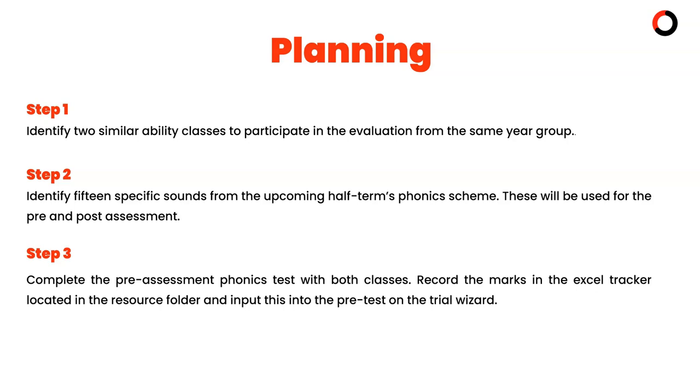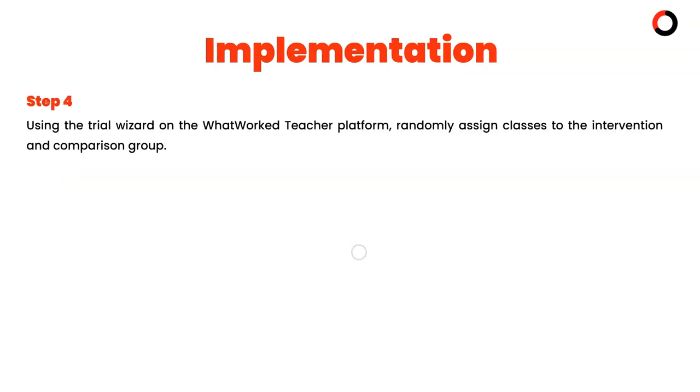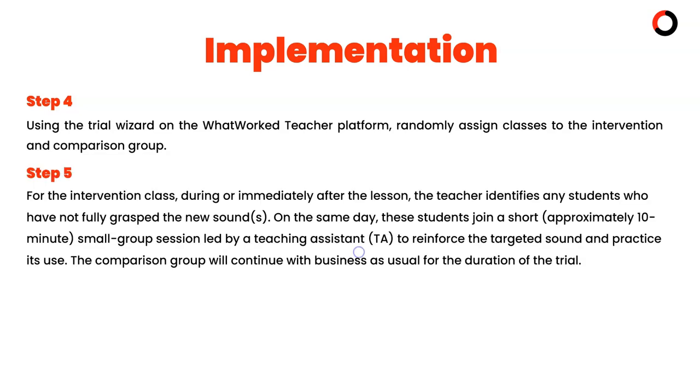Step 3, complete the pre-assessment phonics test with both classes. Record the marks in the Excel tracker located in the resource folder, and then input this into the pre-test on the trial wizard for both classes. Using the trial wizard on the What Worked Teachers platform, randomly assign classes to the intervention and comparison group.